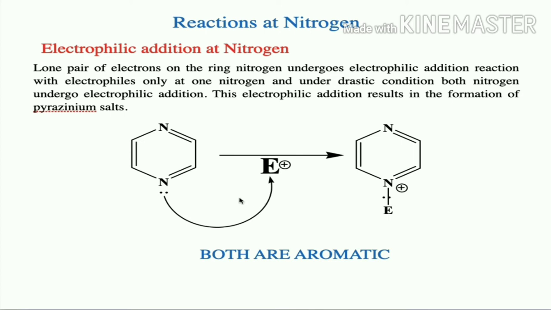So, this is the reaction. The lone pair of electrons present on the nitrogen reacts with the electrophile. So, it is going to form a pyrazinium salt.